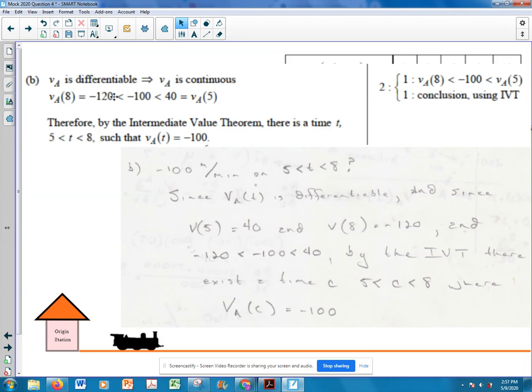And the other point, like they say, is you have to point out that continuous is fine, but if I don't go by it, it doesn't help. If this was 20 and 40 and I had negative 100, that doesn't help me out. I have to go by that thing that I'm looking for. So the negative 100 is in between negative 120 and 40. So there's my second point. All right, that's part B.